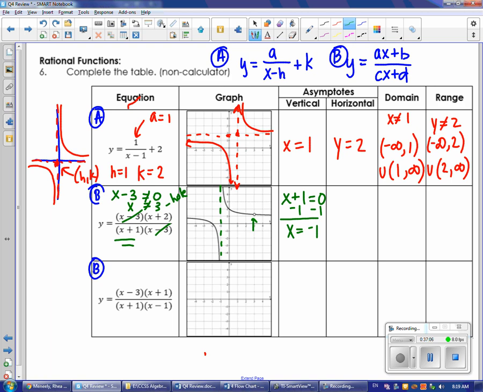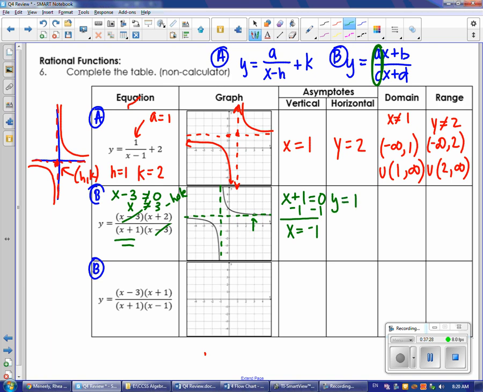You also learned a rule when you divide. If you take a look at the ratio of the coefficients, that helps you find your y asymptote, or your horizontal asymptote. I think from the graph you can see that it's 1.